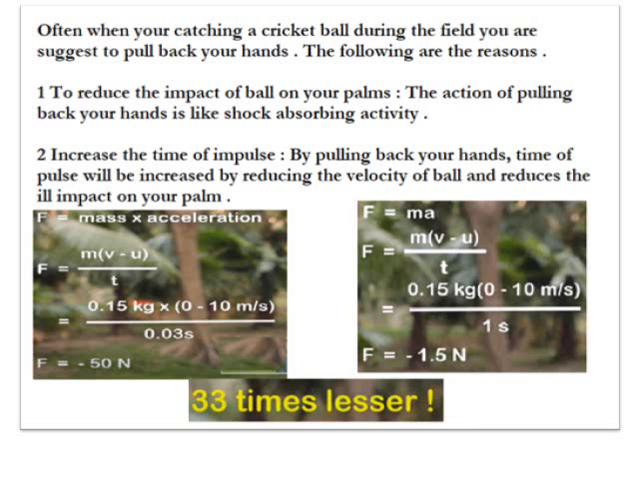So when you calculate the force, it comes to around minus 1.5. In the first case, it was 50 newton force. In the second case, it is only 1.5 newton force. Obviously very, very less, and it is 33 times lesser than the previous one. So it is advised to catch the ball after you pull it in the direction of the force.